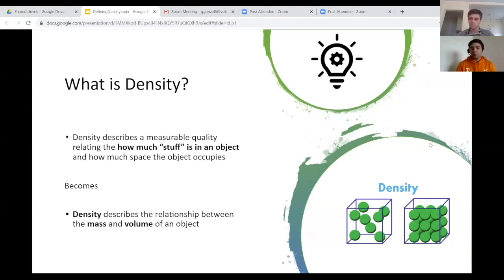Welcome back, everyone. So now that we know what mass and volume are, how does that relate to density at all? Well, density describes a measurable quantity relating to how much stuff or mass is in an object and how much space or volume that object occupies. And we know that from the first video. Yeah, exactly. So density describes the relationship between the mass and the volume of an object.